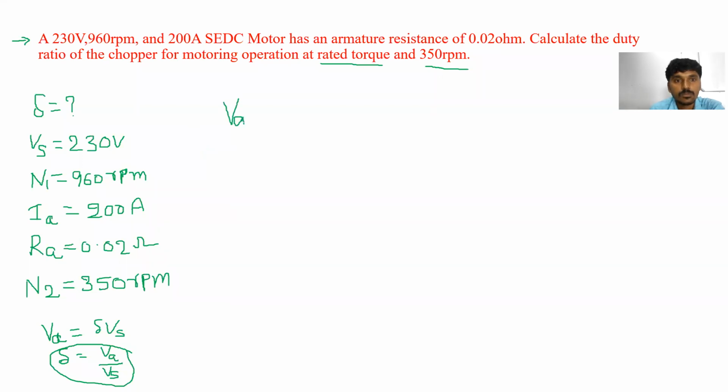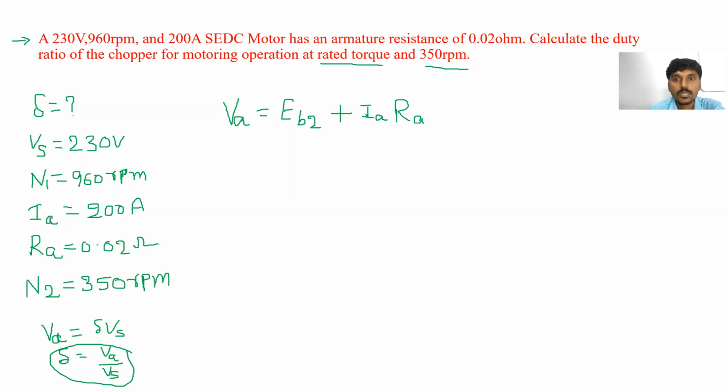VA is equal to, so here the motor is running at this speed. Motor is running at this speed means the back EMF also changes. So this back EMF can be considered as EB2, plus IA into RA.